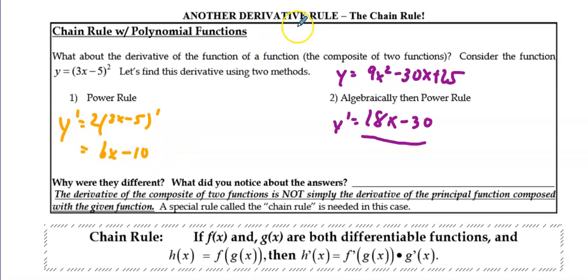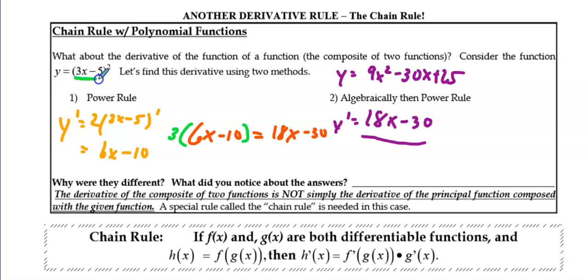So what do we notice over here? What's lacking? How do I get 6x minus 10 equal to 18x minus 30? Hopefully you guys are realizing, oh right, all I have to do is multiply this value right here by 3. And that's absolutely correct. Why 3? Is it always 3? No, it's not. Well, why?